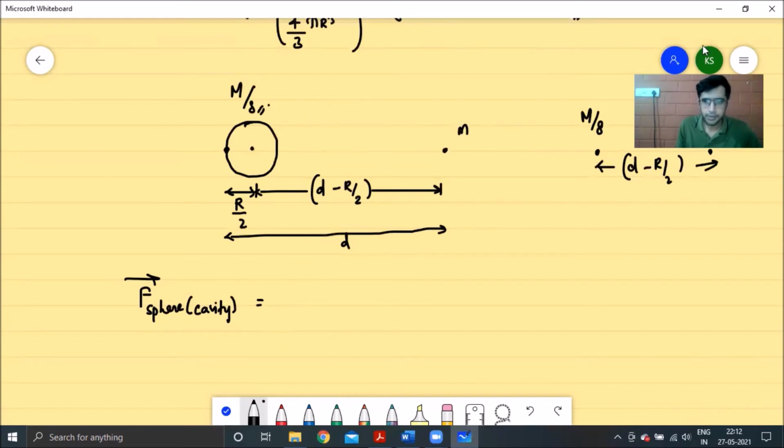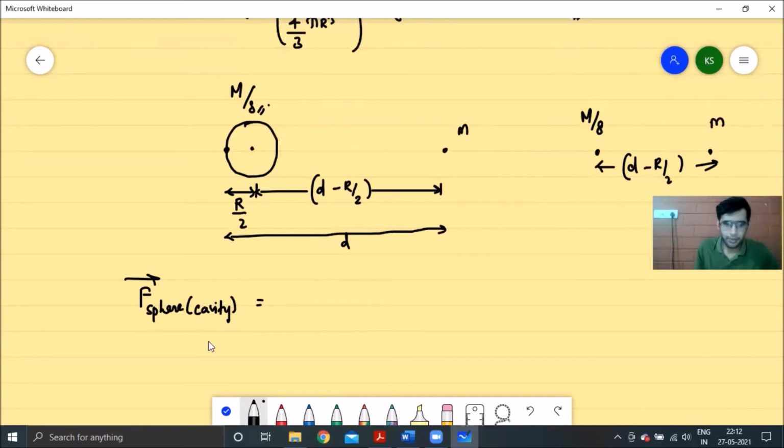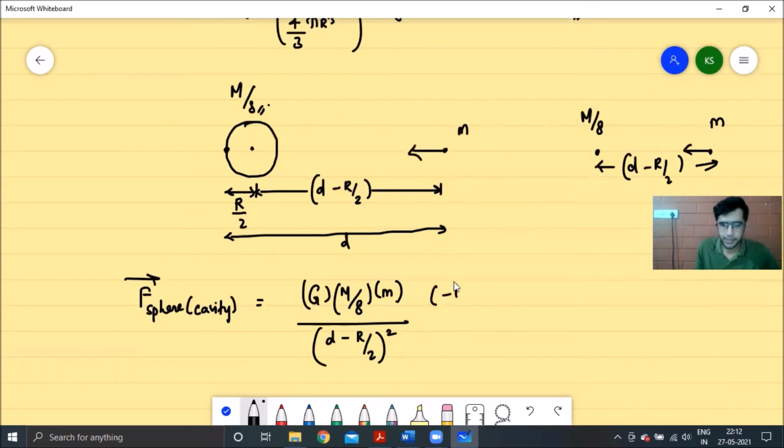So that will be equal to capital G into m by 8 into m divided by d minus r by 2 whole square. And once again, this will be an attractive force. So this force is once again acting along the minus i cap direction, right?